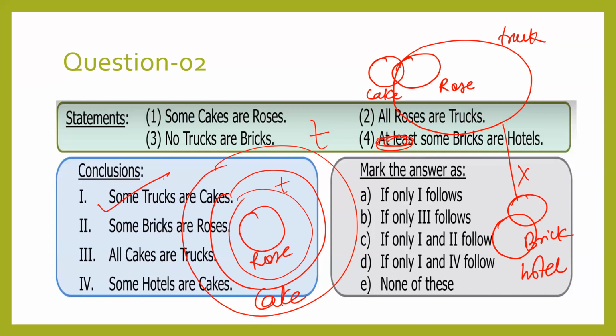Then some bricks are roses, but that you're not getting. All cakes are trucks. Here you can see, if you're comparing this and this, you're getting all cakes are trucks, but if you compare this and this, all cakes are not trucks. Some cakes are trucks, or some trucks can be cakes, but all cakes cannot be trucks. Some hotels are cakes. Only one follows.